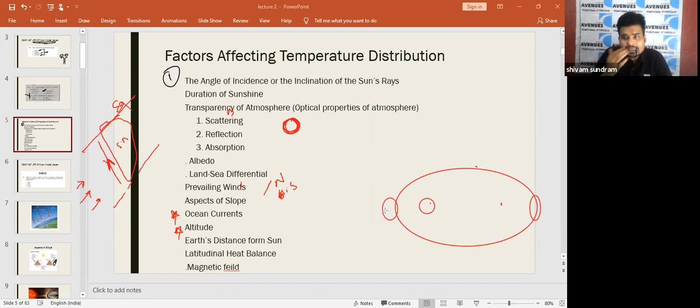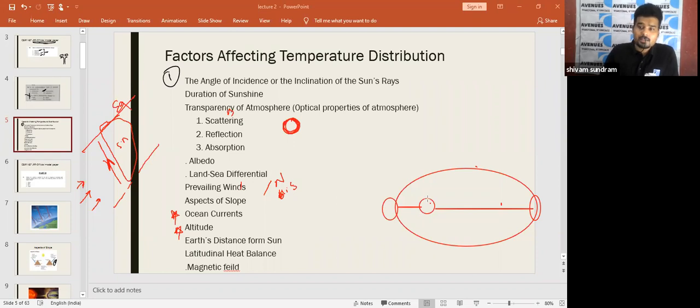Okay, now you can simply see that the distance between the Sun and the Earth will change with the months. It is never the same, on 3rd of January and around 3rd or 4th of July. So suppose this is the 4th July position, and this is the 3rd January. On 3rd January, the Sun is close to the Earth.